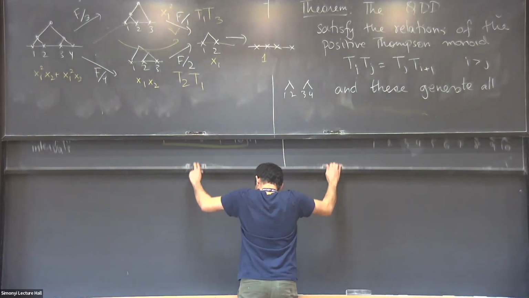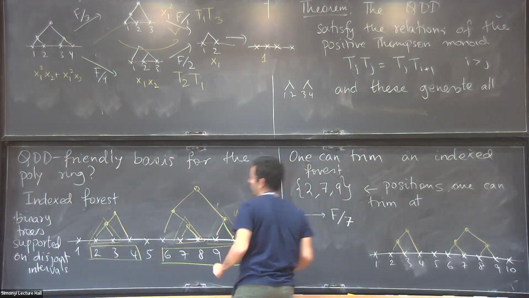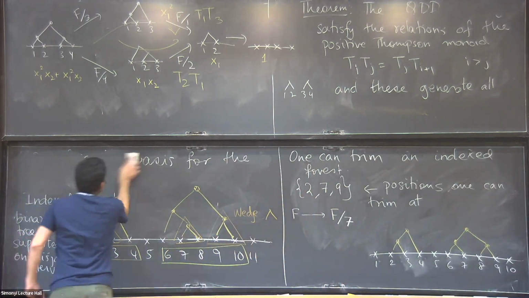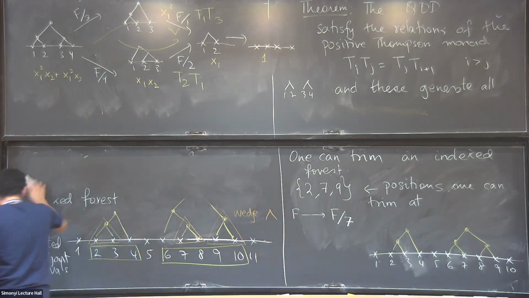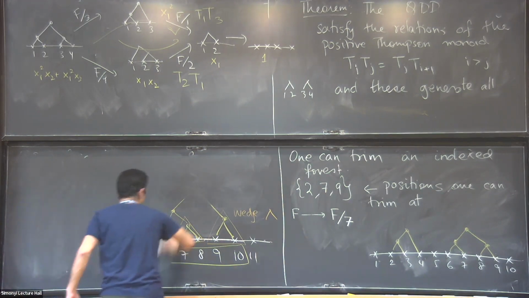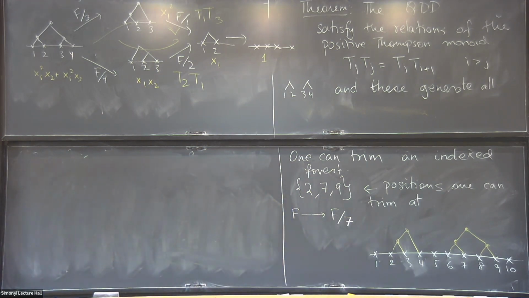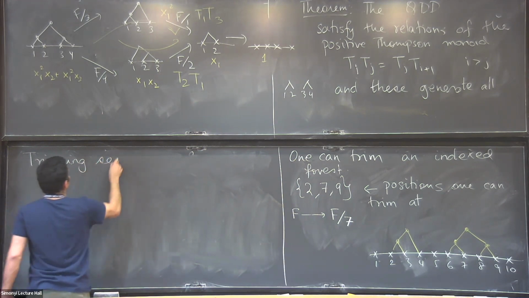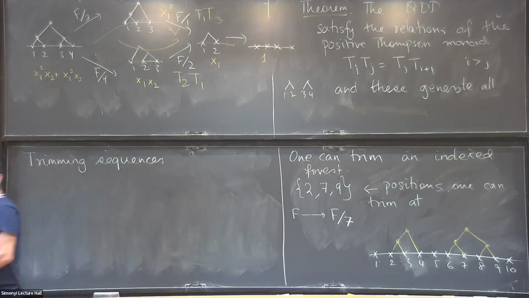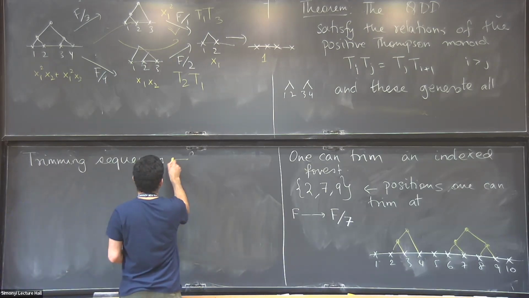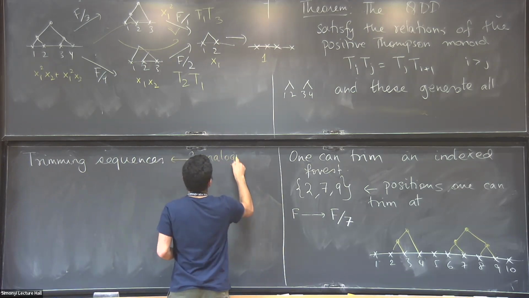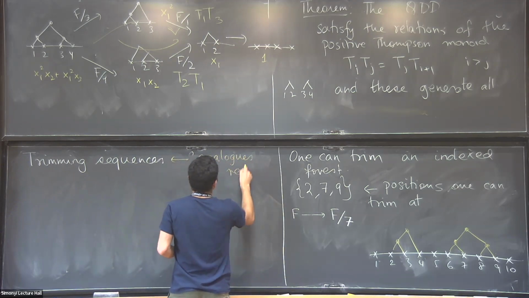So you just need the analog of the trimming sequence or reduced word. For every forest, I can write down a trimming sequence, and the trimming sequence encodes how that forest gets eaten away at the leaves and becomes the empty forest. Okay? So trimming sequences are my analog for reduced words of a permutation.